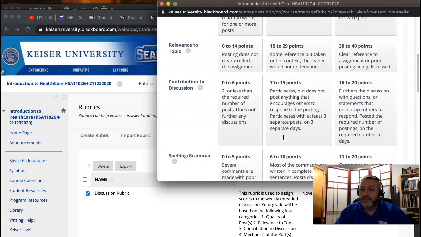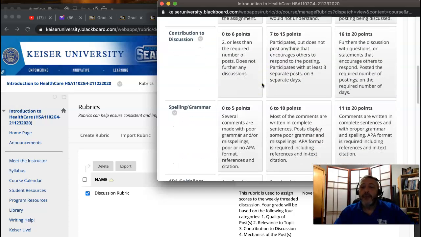Contribution to the discussion, this is where I look for how many posts you posted. Did you post 4 separate posts on 3 separate days? Was it substantive? Was it 3 separate posts on 2 separate days or whatever? This is where you'll either get your points or lose your points. And you're not limited to 4 separate posts. You can post over that if you feel like you have something to say. Go ahead and post above 4 separate posts. It only helps you.